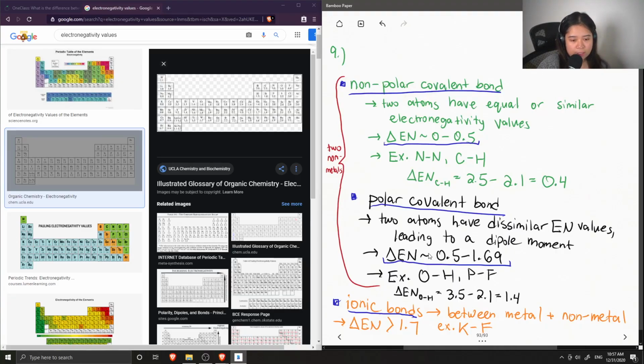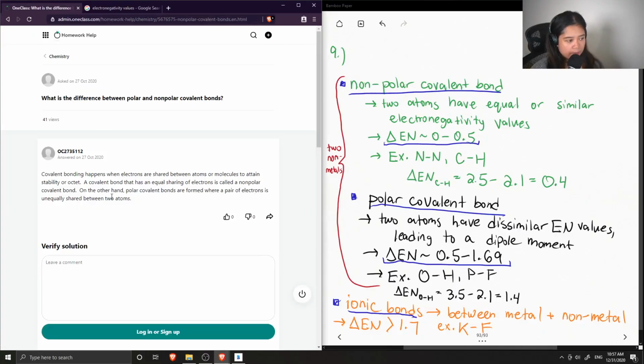So that's why these ranges are kind of averaging out, because sometimes you might have two nonmetals, but their difference in electronegativity is like 1.71. So it wouldn't be considered ionic because it was two nonmetals.